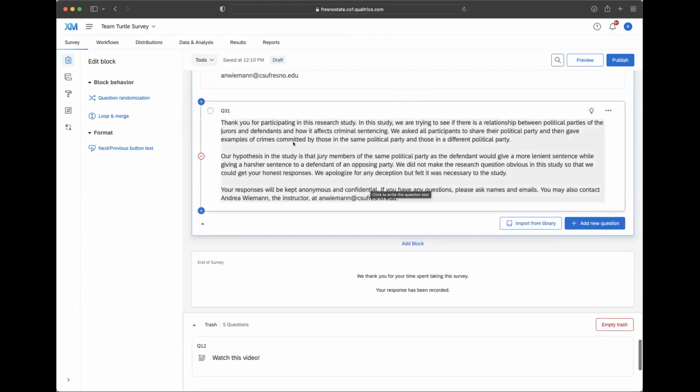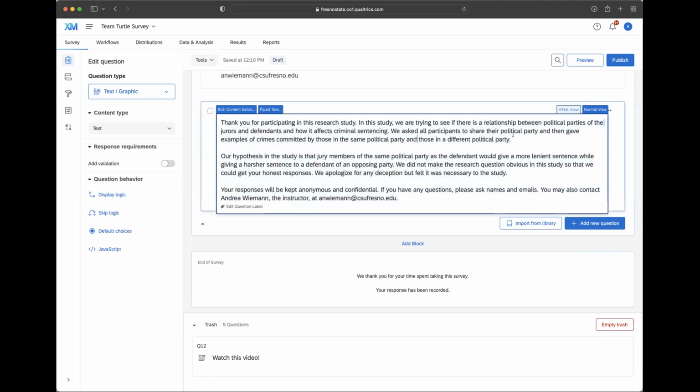This example here says, thank you for participating in this research study. In this study, we're trying to see if there's a relationship between political parties of the jurors and defendants and how it affects criminal sentencing. Participants in this study went through a within-subject study design, and so they participated in all of the conditions, but they still went ahead and just gave them an overview of what they had them do.